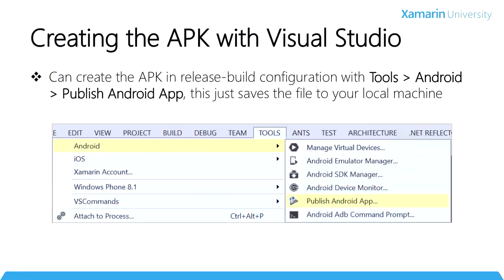If you prefer to use Visual Studio, you can also build the Android app in there. In the Tools menu, under the Android sub-entry, you find Publish Android app. However, this is just the manual option. So from there, you then have to go ahead and manually upload the created APK.